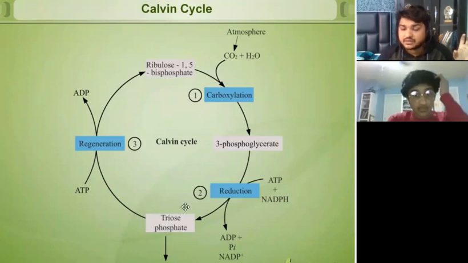3 PGA, two molecules. 3 PGA contain total 6 carbon, because two molecules were formed. So 3 and 3, total 6 carbon. And now when they are going to reduce, after the reduction, one carbon is coming down.